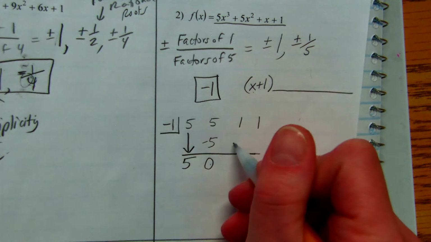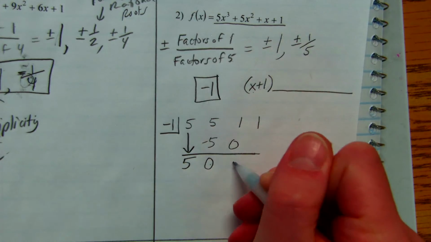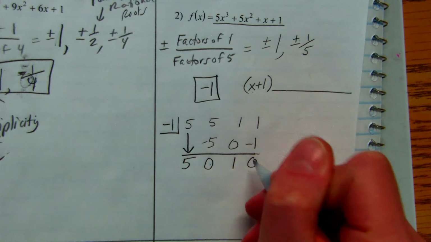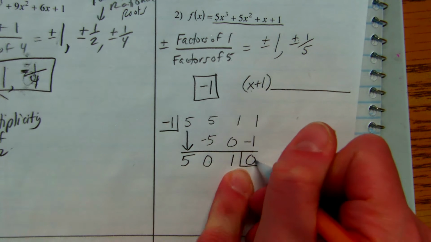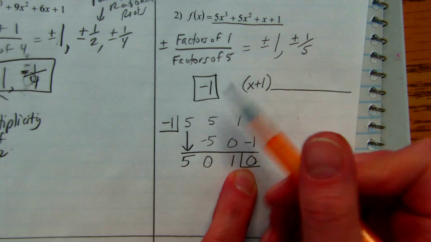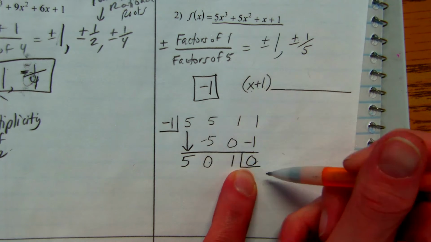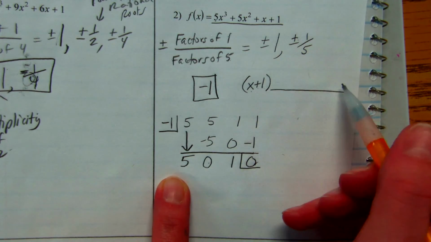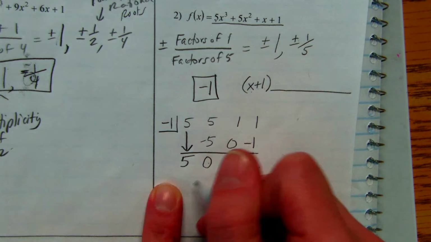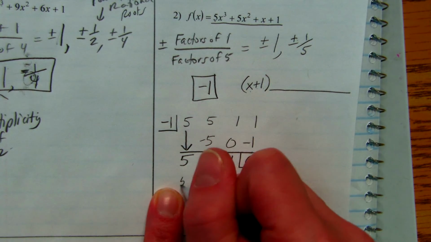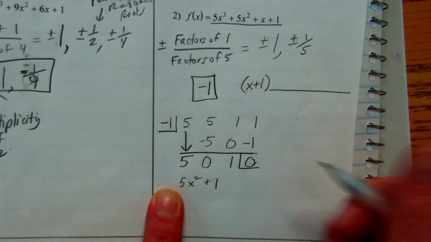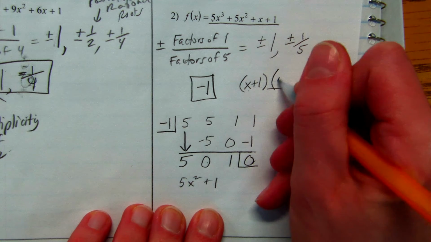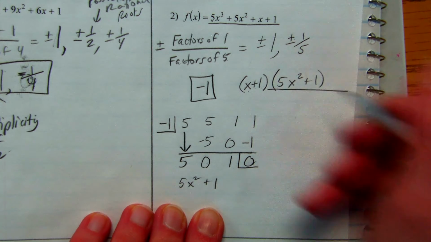0 times -1 is 0. 1 plus 0 is 1. 1 times -1 is -1, and we get 0. And remember to box this last part, that's the remainder. So we were right in saying that -1's a root. We just checked it. And this information is going to give us what the rest of that polynomial would be. There's no x term, so this would be 5x squared plus 1. You could put a 0x in the middle, but that's what we get out of this, and that's what would go up in these parentheses up here.